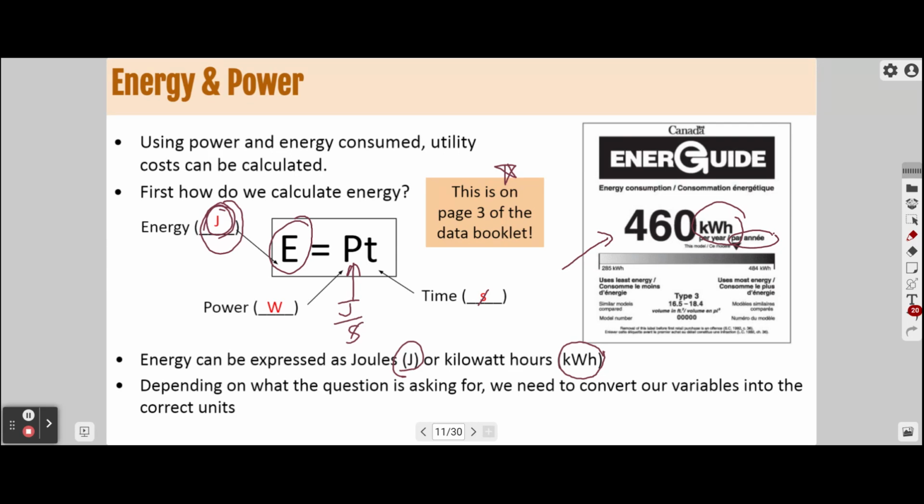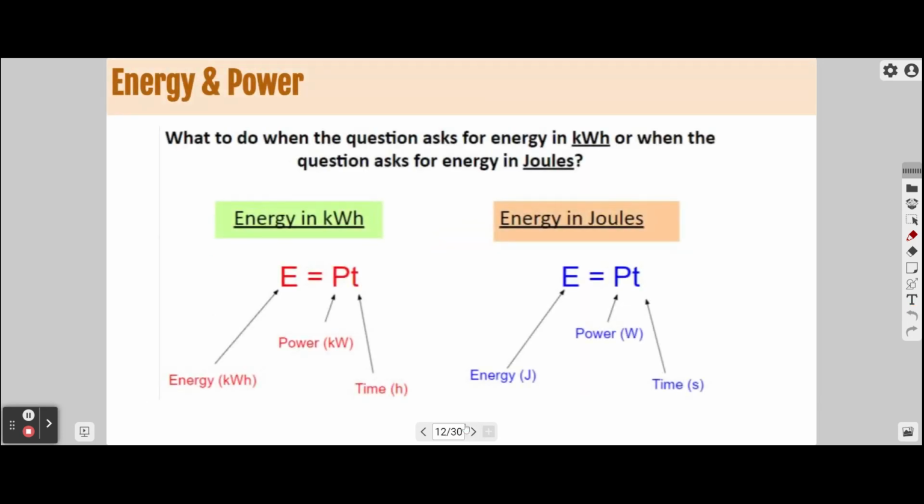But depending on what our question is asking for, we need to convert our variables so that we end up with the energy in the right units, either joules or kilowatt hours. So if you want your energy in kilowatt hours, then when you're finding energy in your formula, power times time, you want your power to be in kilowatts and your time to be in hours. So you make those unit conversions happen before you put them into the equation. If you want your energy in joules, then you're going to make sure your power is in watts and your time is in seconds when you put them into the equation.